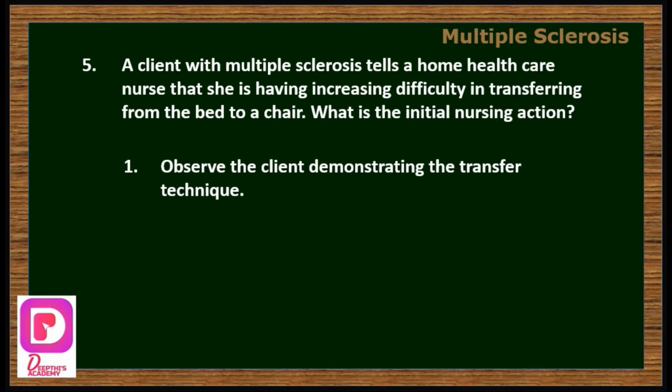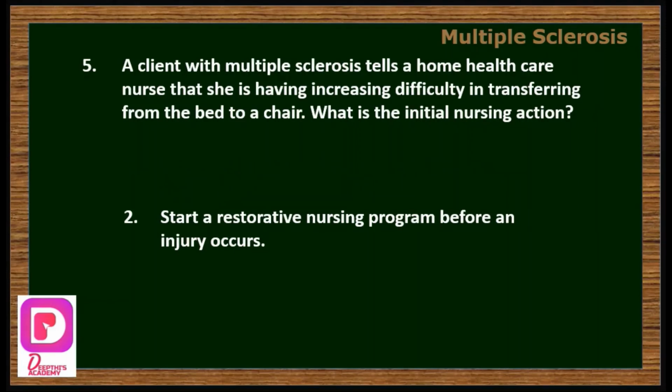Option number 1. Observe the client demonstrating the transfer technique. Observation of client's transfer technique is the initial intervention. Mostly this may be the answer. Anyways, let's see the other options. Option number 2. Start a restorative nursing program before an injury occurs. Starting a restorative program is important, but not unless an assessment has been completed first. So option number 2 is wrong.